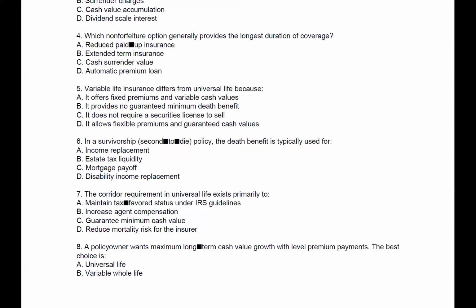It's an A. The answer is A all day. What I said earlier, if the word is in the question and is in the answer, that's the answer. Don't think about it. It said variable life insurance differs from universal life because A, it offers fixed premiums and variable cash value. Yeah, it worked every time, like almost every time. All right.